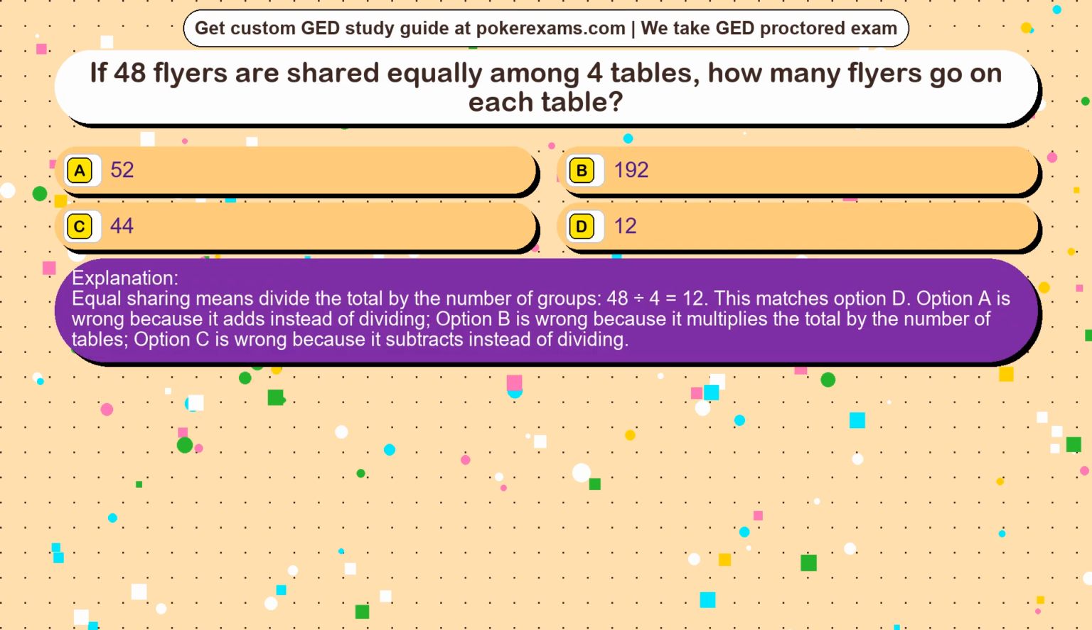Equal sharing means divide the total by the number of groups. 48 divided by 4 equals 12. This matches option D. Option A is wrong because it adds instead of dividing. Option B is wrong because it multiplies the total by the number of tables. Option C is wrong because it subtracts instead of dividing.